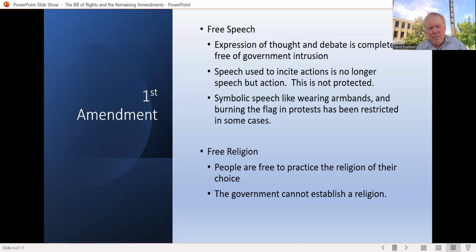Freedom of religion. People are free to practice the religion of their choice, but the government cannot establish a religion. And this has had some conflict, especially in schools. In 1962, the court ruled that you just couldn't have prayer in school whatsoever, because it was government establishing a religion to do that. But in doing that, you were taking away people's freedom to practice their religion. So there is a conflict in this.